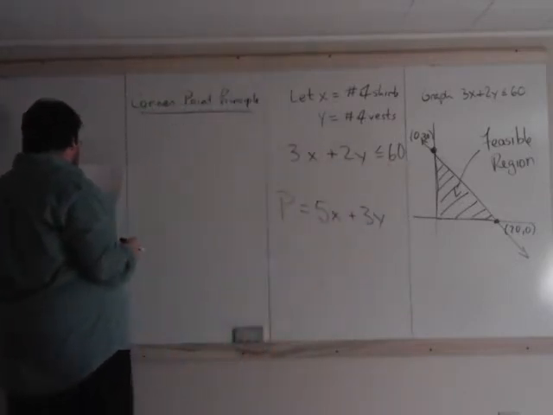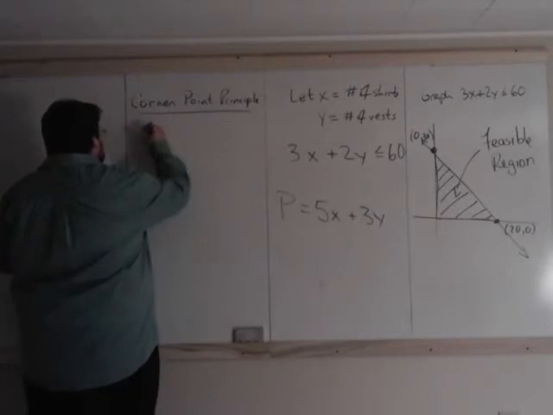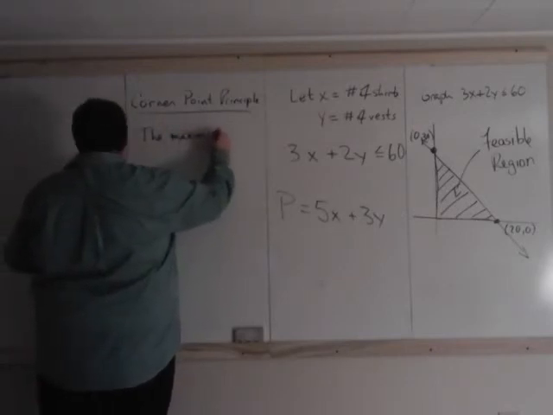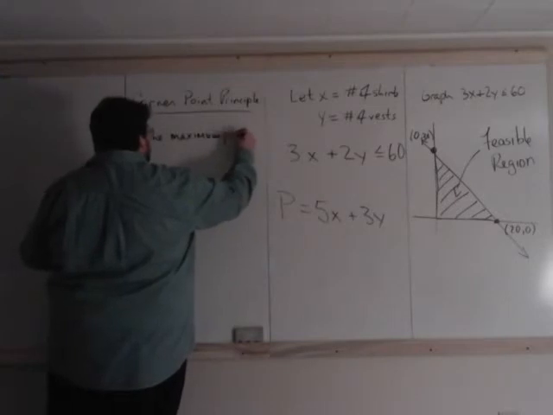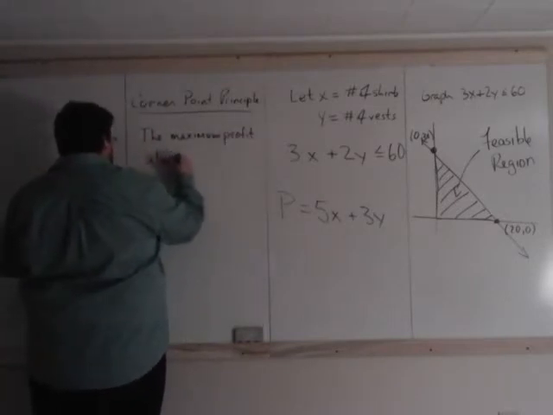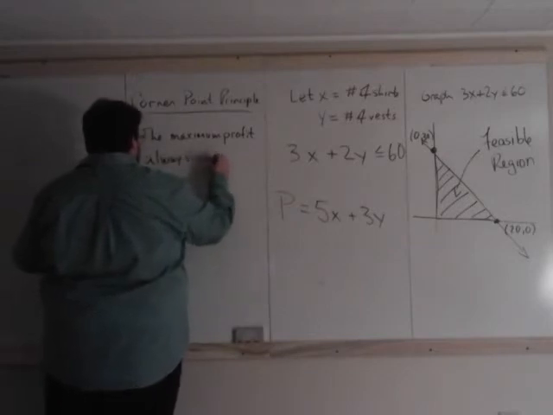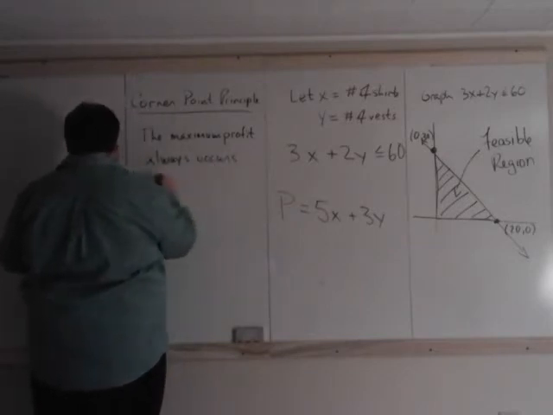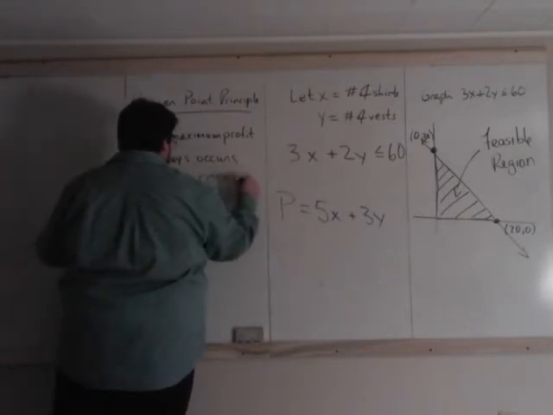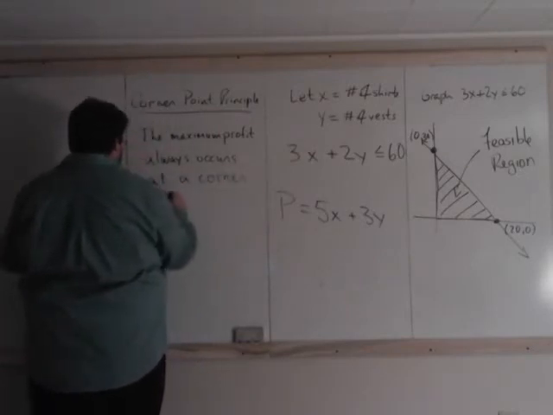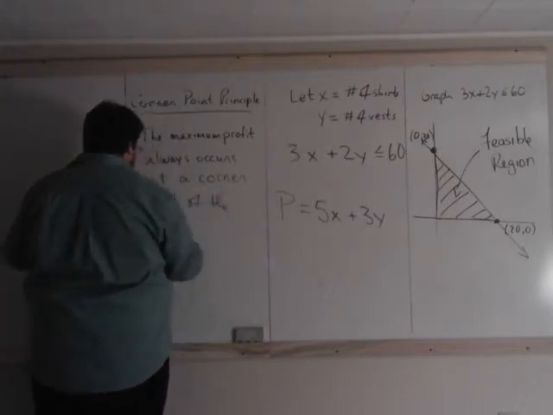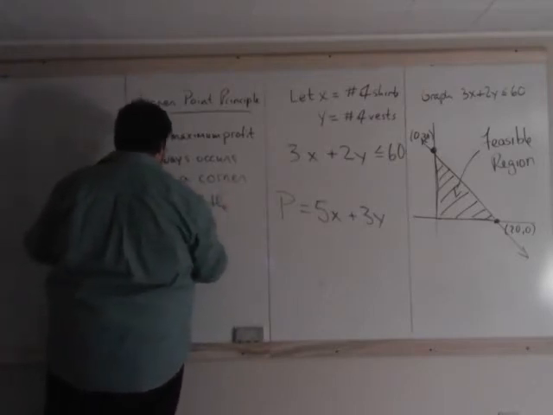The corner point principle says the maximum profit always occurs at a corner point of the feasible region.